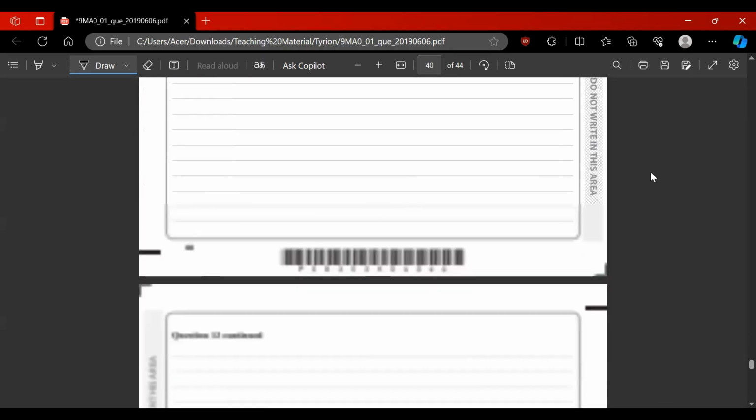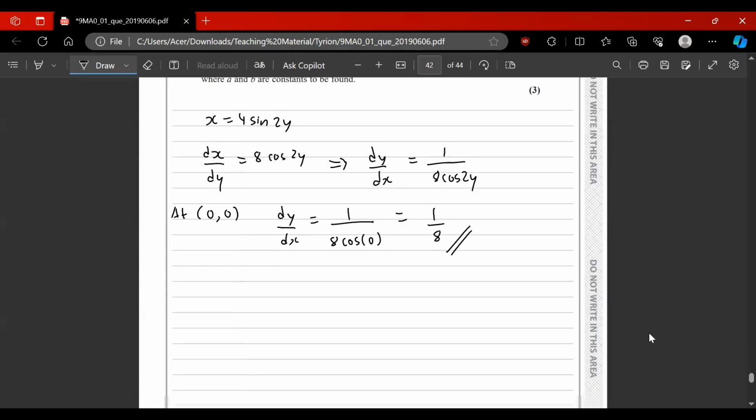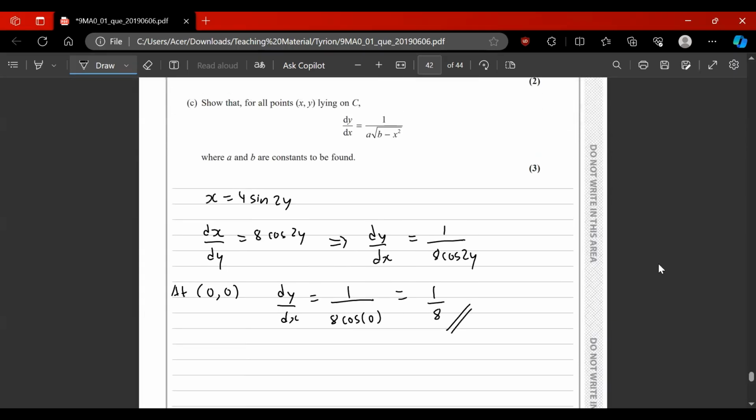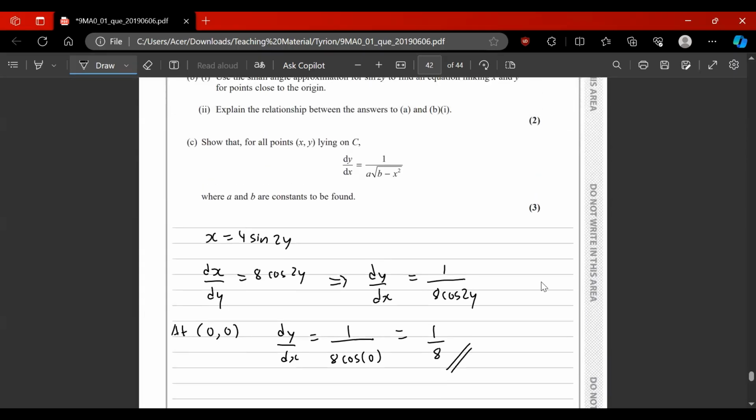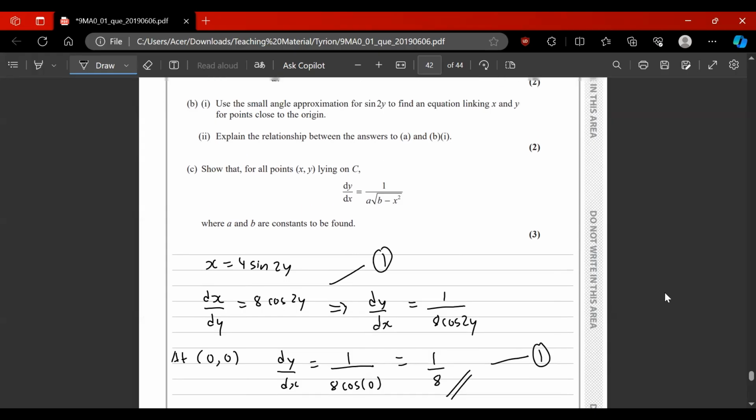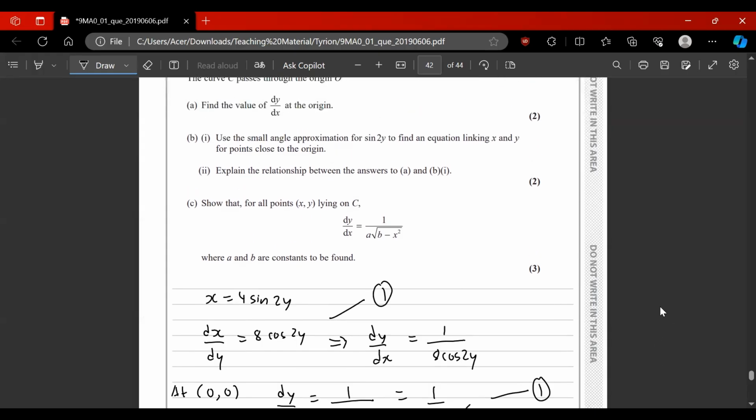So in part A here, the marks distribution is attempting to find dx over dy and then rearranging it to get dy over dx, 1 mark, and then substituting in the value of the origin to get the final mark. Right, and then in part B, use the small angle approximation for sine 2y to find an equation linking x and y for points close to the origin.